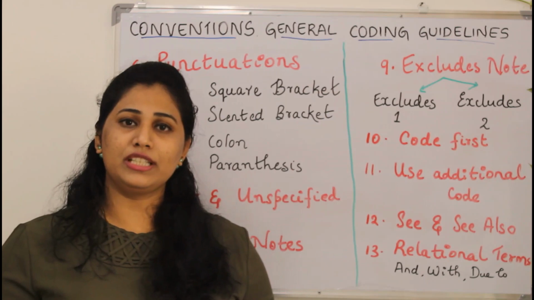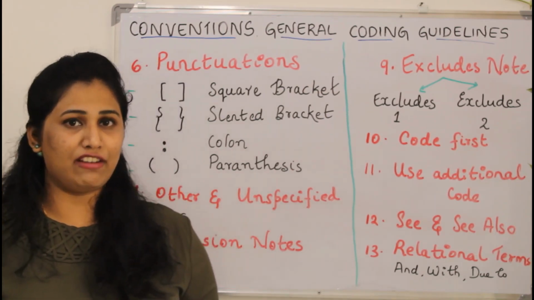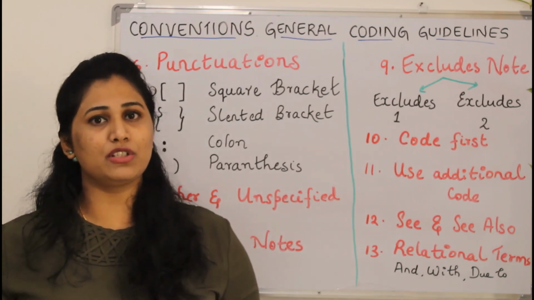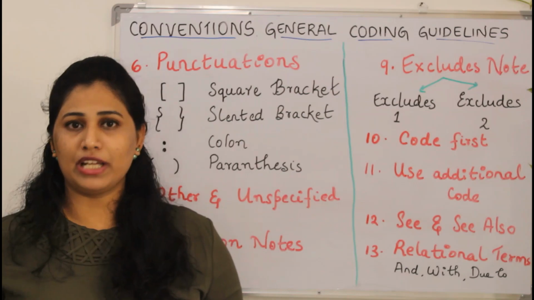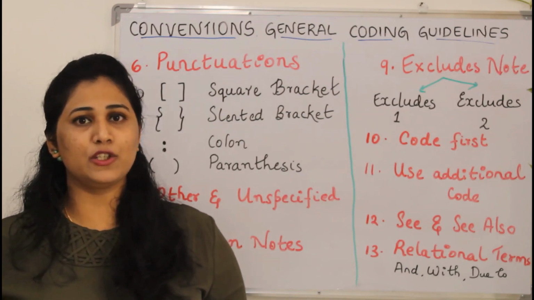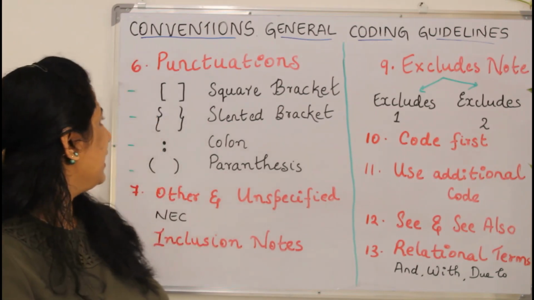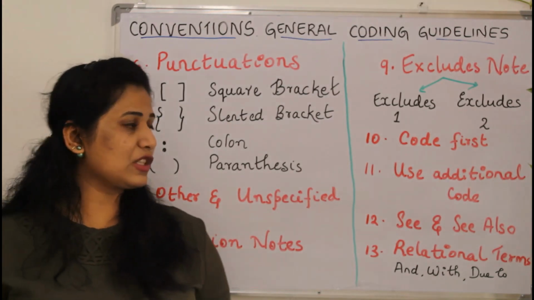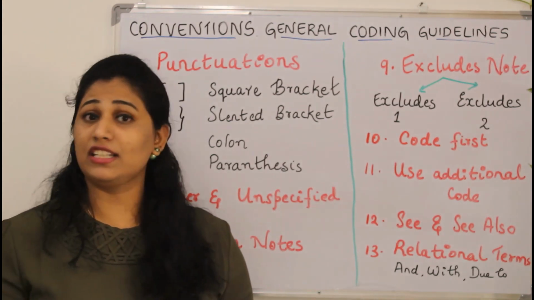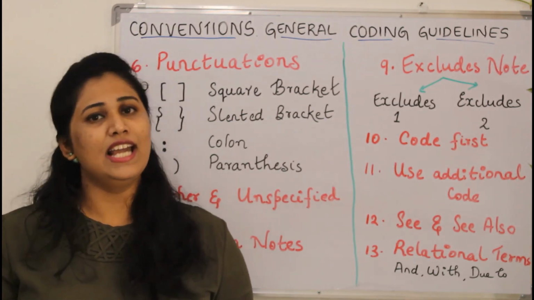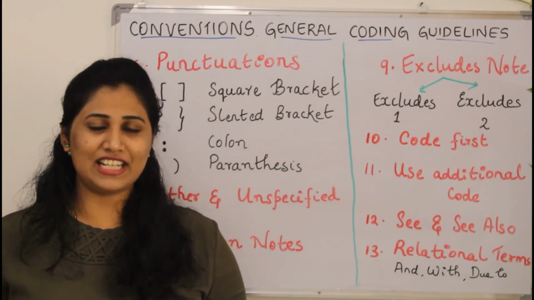Okay, so these are the main points which we have discussed today. Mainly the alphabetical and tabular index, then comes the format and structure, then the 7th character placeholder, includes and excludes, punctuations, use additional codes, code also, all these things we have discussed today. These are the conventional guidelines which come under ICD 10 CM. Okay, so hope it was clear for everyone.